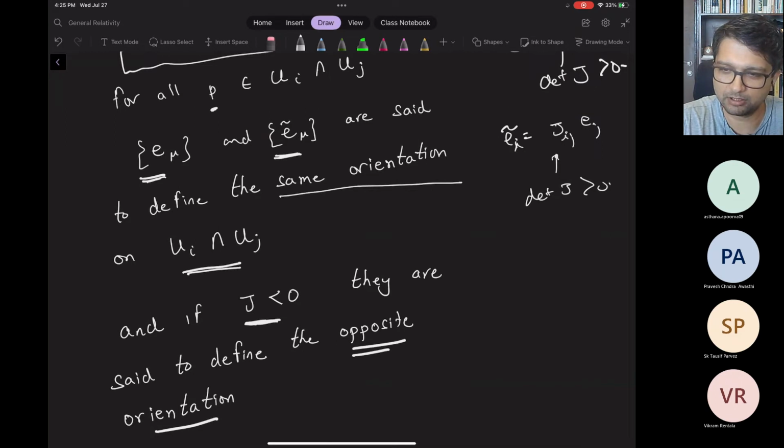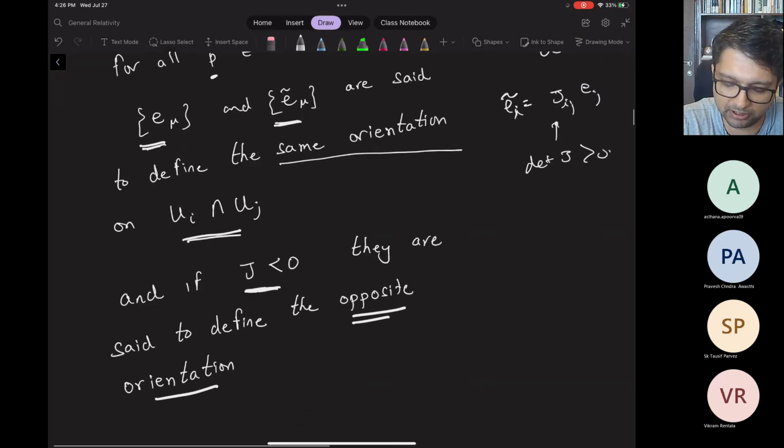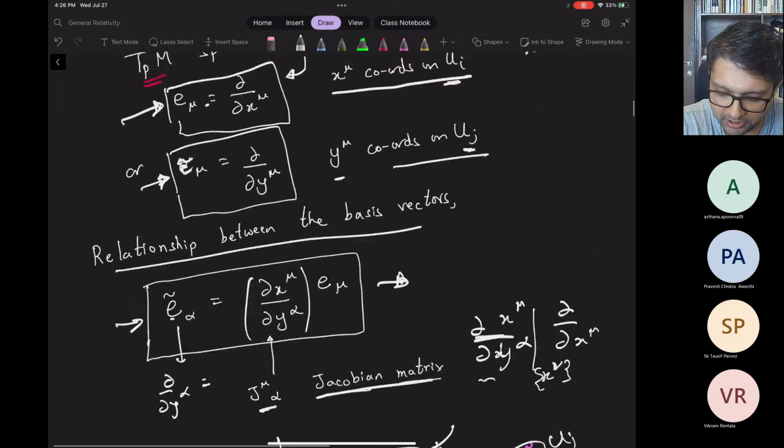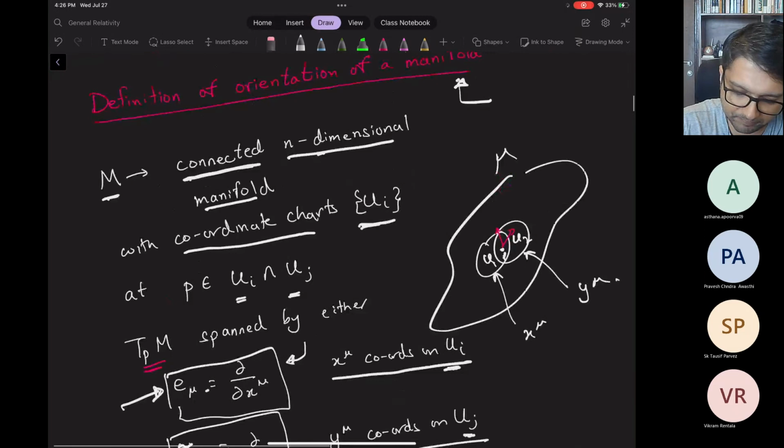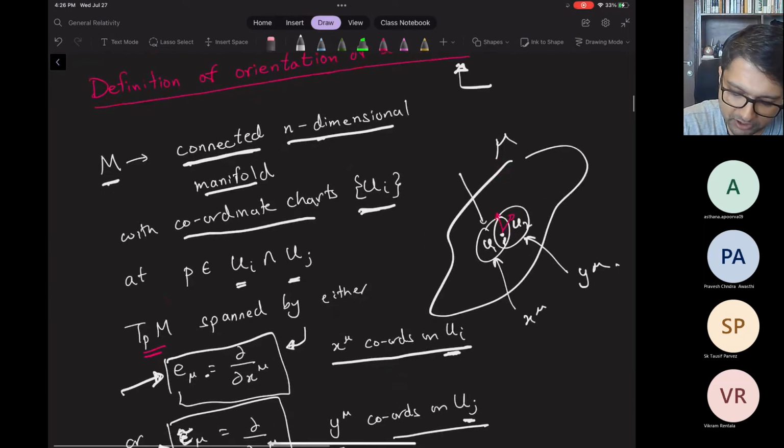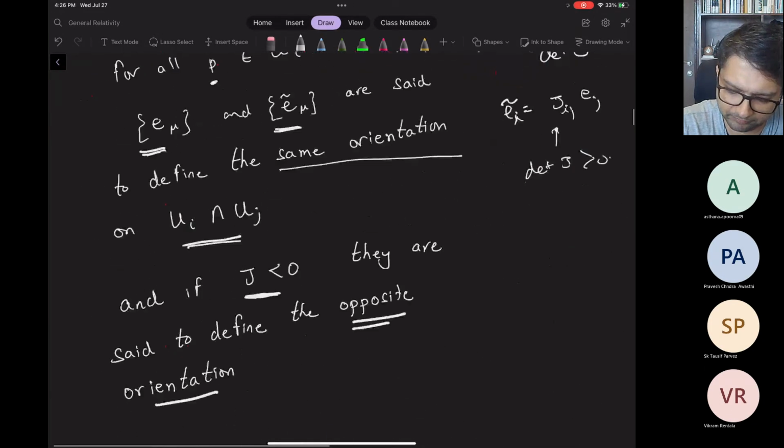Is this clear? We'll see how this definition relates to what we had in the Mobius strip, but for now it's the definition of what we mean by orientation of two coordinate patches. Do these coordinate patches have the same orientation or opposite orientations?